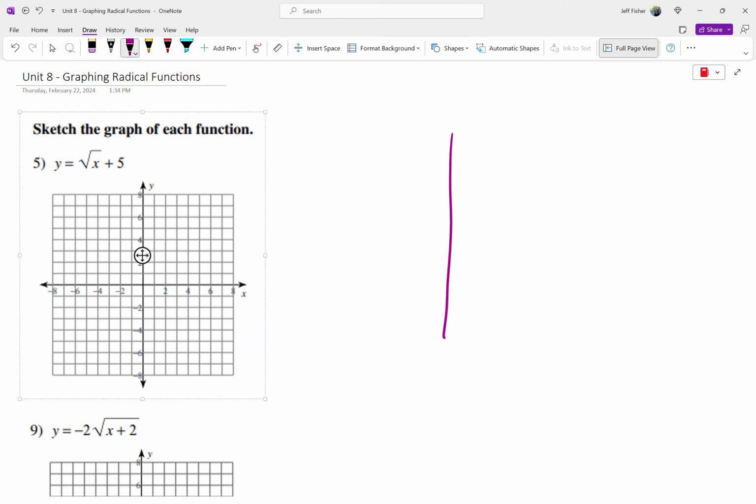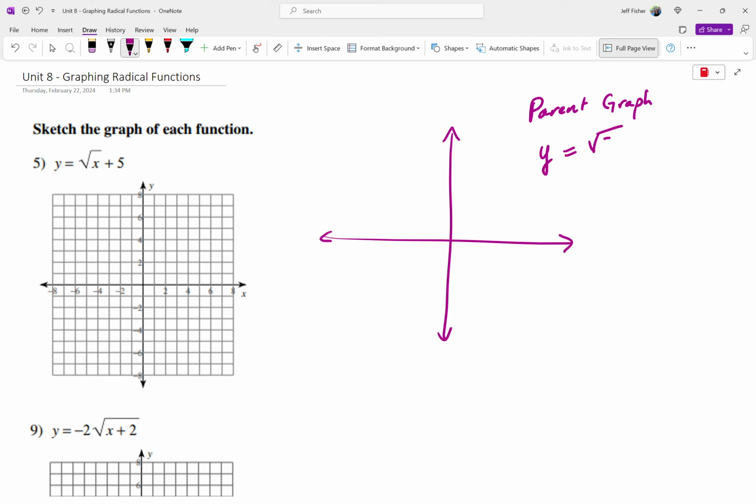But the first thing that's always most important when we're learning how to graph a certain type of function is to understand what the default graph is, or the parent graph. So what is the parent graph of the radical function, which we can say is y equals the square root of x? Now remember, y equals x squared is a parabola. It looks like this. Well, y equals square root of x is just that parabola set on its side.